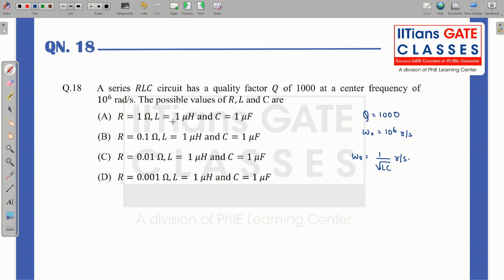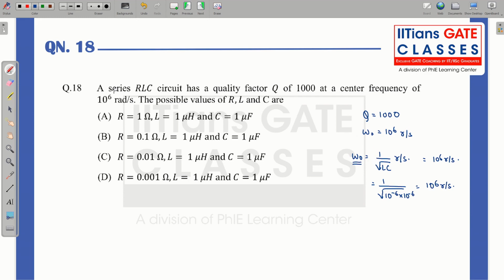Now if you put the value of L and C in options A, B, C and D, you can see you will get omega equal to 10 to the power 6 radian per second, because here the values of inductance are 1 microhenry and capacitance is 1 microfarad. So that will be 10 to the power minus 6 into 10 to the power minus 6, so this will be 10 to the power 6 radian per second. So all the options are satisfying this value of omega naught.